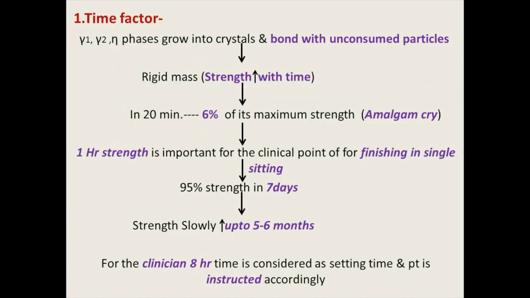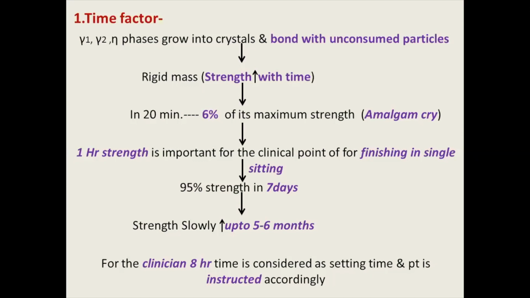The first factor is the time factor. In the second part we have learned about the different amalgamation reactions. In this amalgamation reaction we have seen that as you mix the amalgam alloy with the mercury, there is formation of different phases. First the gamma 1 phase forms, then the gamma 2 phase forms, and in case of high copper amalgam, eta phases also form. All these phases grow into crystals, and ultimately they bond with the unconsumed particles, and as time goes on they convert into a rigid mass, which means it sets.